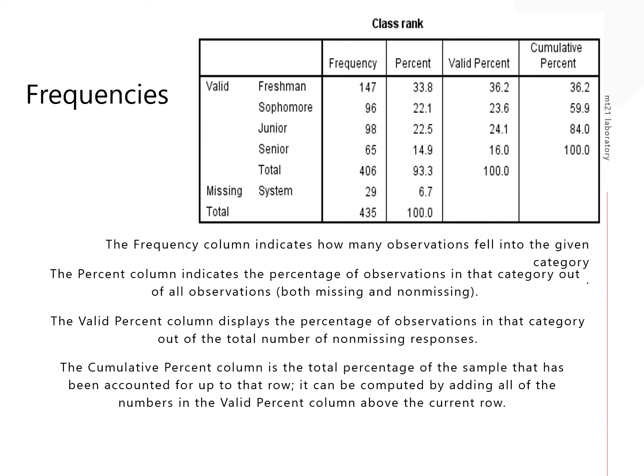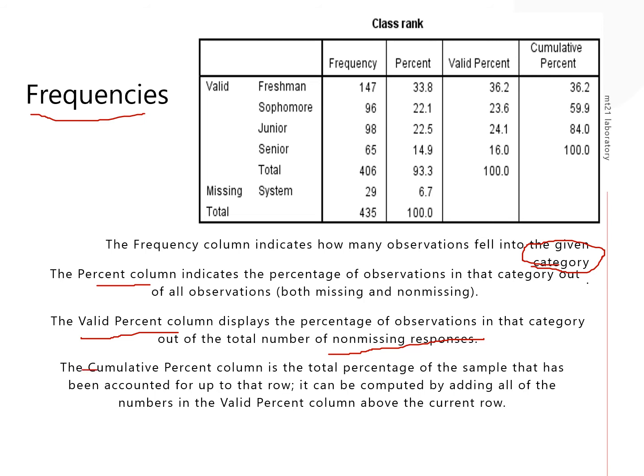Okay, then of course, we have the frequency table. First we have the frequency column. It indicates how many observations, how many cases fell into that given variable or category. Then we also have the percent column. It indicates the percentage of observations in that category out of all observations. Then we also have the valid percent column. It displays the percentage of the observations in that category out of the total number of non-missing responses.